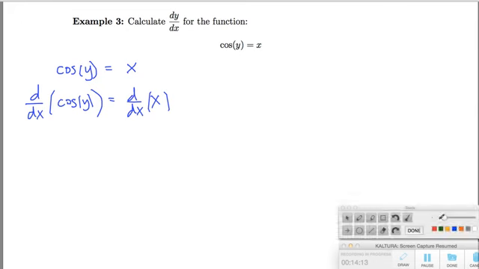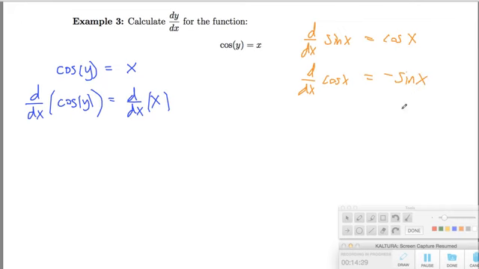Well, let's think about what the derivative of cosine is. Well, recall that the derivative of sine is cosine. But if you're taking the derivative of cosine, recall that's the one where you got the minus, so it's negative sine. So taking the derivative of cosine of y is going to be just like this, except we've got the chain rule, so we're going to have times y prime. So this is negative sine of y times y prime. And the derivative of x is just 1.